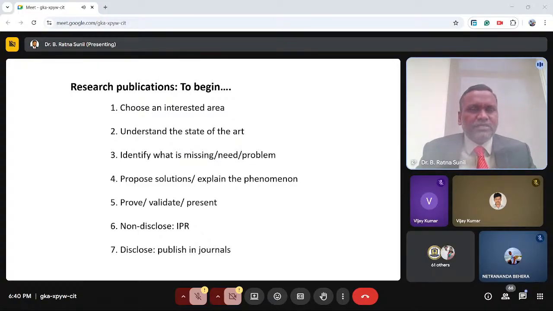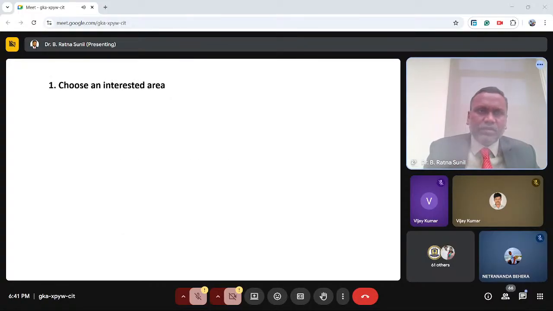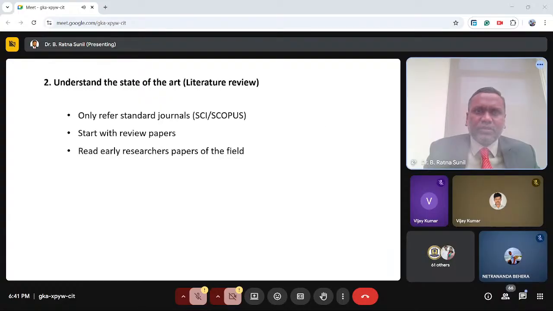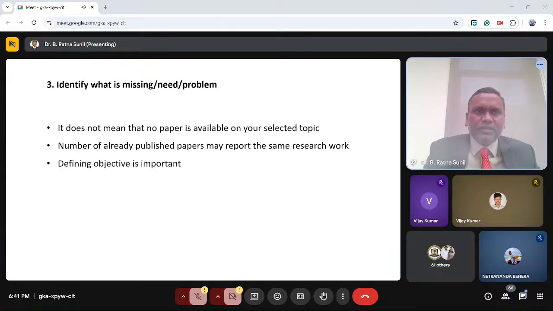And then, the first thing is that you go for non-disclosure publications, like IPR, intellectual property rights, which we call non-disclosure publishing. That means it is not disclosed to the public early, right? Once you secure your rights, then you can disclose it as a public document by publishing in journals. So this is how you can plan. Anyway, I have discussed a few points. I'm skipping these slides. Okay.